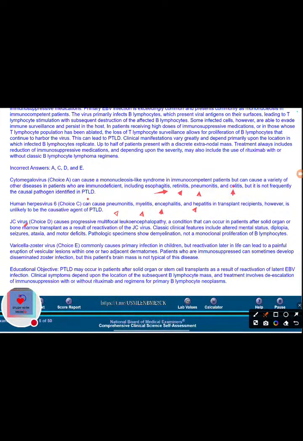JC virus causes progressive multifocal leukoencephalopathy, a condition in which patients after solid organ or bone marrow transplant develop disease as a result of reactivation of JC virus. Classical clinical features include altered mentation, diplopia, double vision, seizures, ataxia, and motor deficits. Pathologic specimens should show demyelination, not monoclonal proliferation of B lymphocytes. So JC virus shows demyelination.